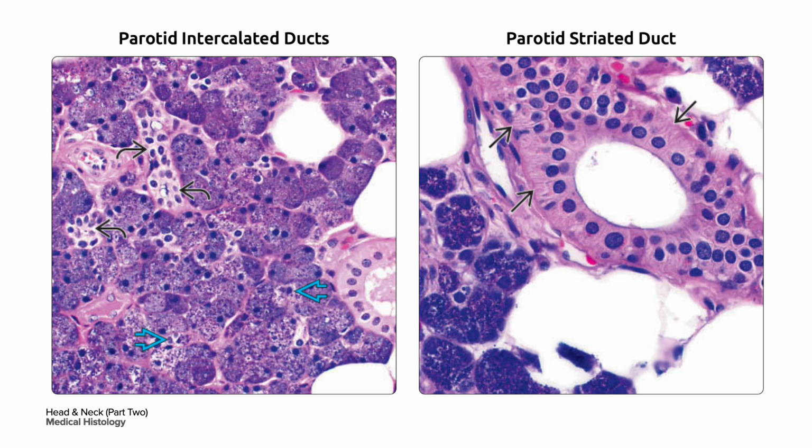On your left is an intercalated duct in the curved black arrow, which is lined by simple cuboidal epithelium with pale cytoplasm. Some intercalated duct cells may contain residual zymogen granules in the curved blue arrow.